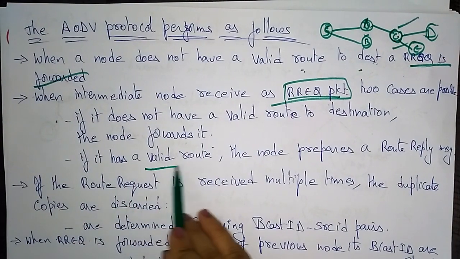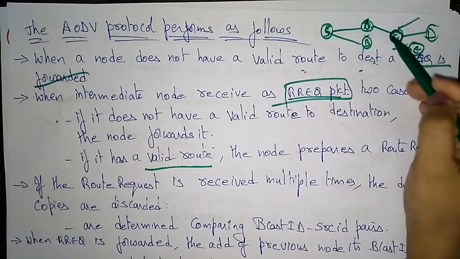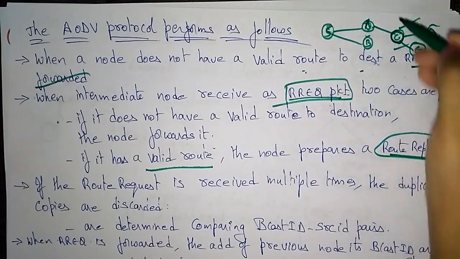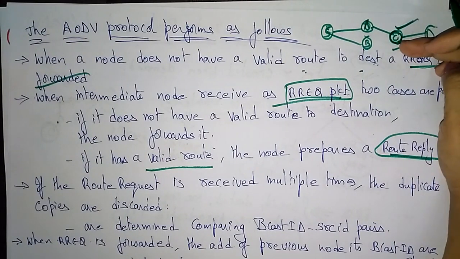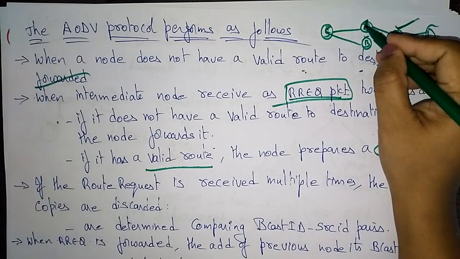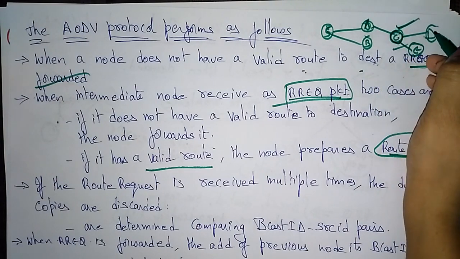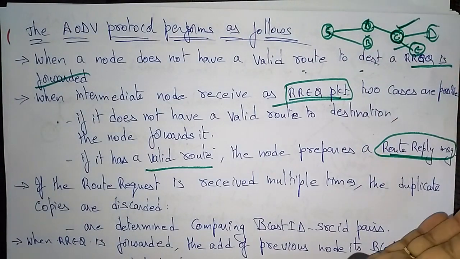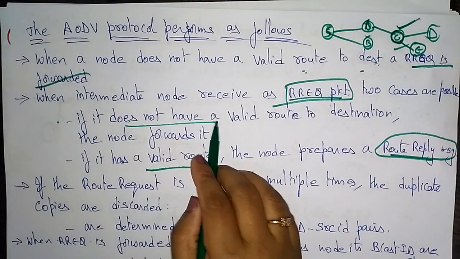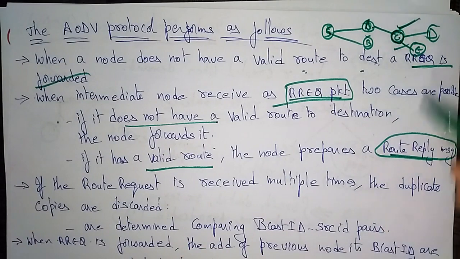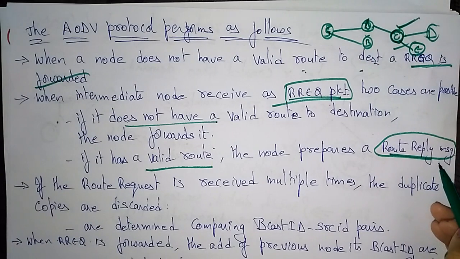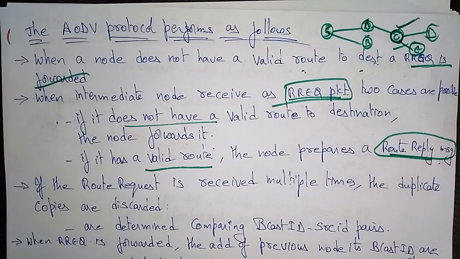Suppose it has a valid route, let us take that C finds the destination, the exact correct route. Then the node prepares a route reply message. So this node C is preparing a route reply message, saying to A, okay, there is a path for me to transfer the packet to the destination. So again this responds to the source by a route reply message. Suppose there is no valid route, it just forwards the packet. The route request packet is just forwarded. Whenever it finds a valid route, it replies with the route reply message, saying a valid path is formed.